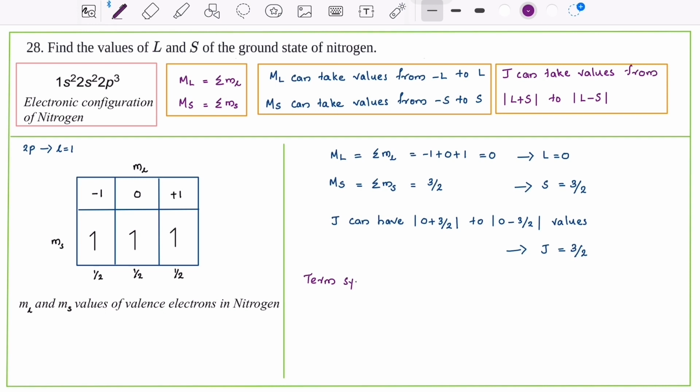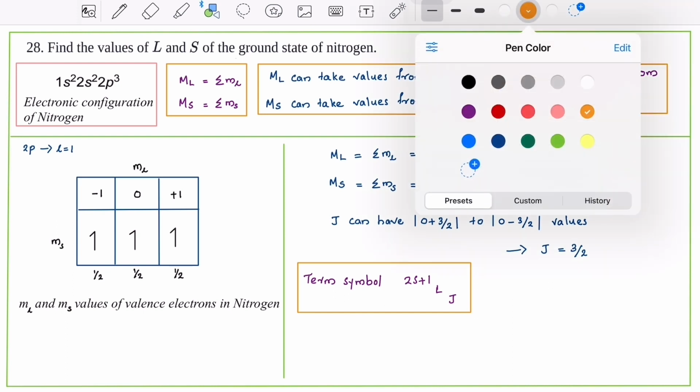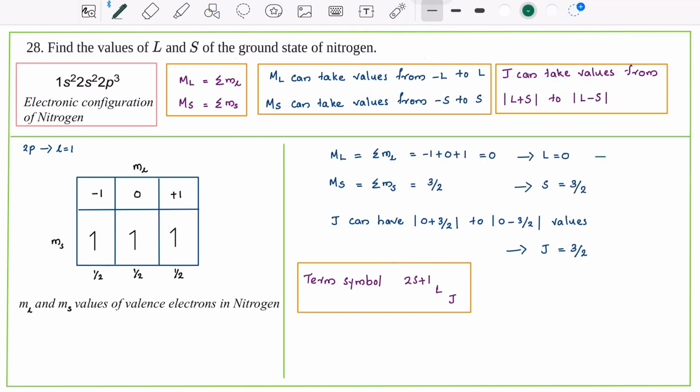Now how do you write the term symbol? It is 2S plus 1 L J, where 2S plus 1 is the multiplicity. In the present problem, L is equal to 0. When L is equal to 0, it corresponds to S state.